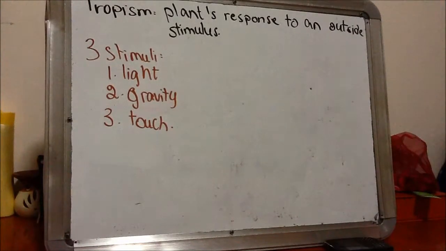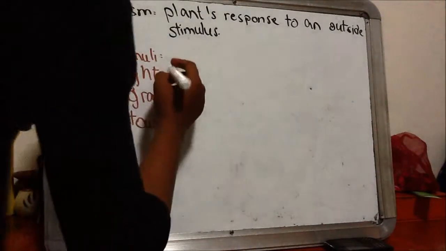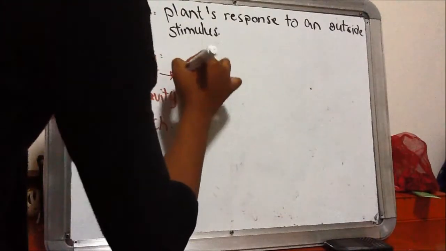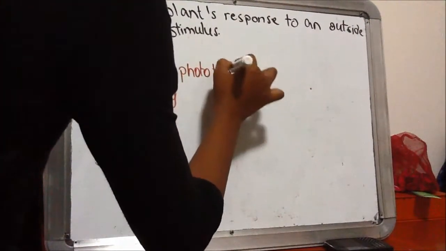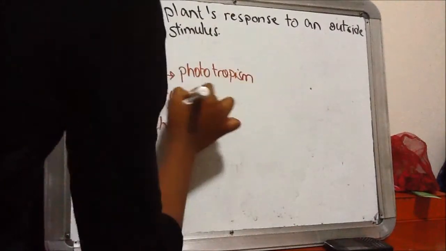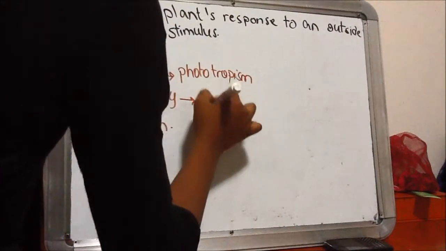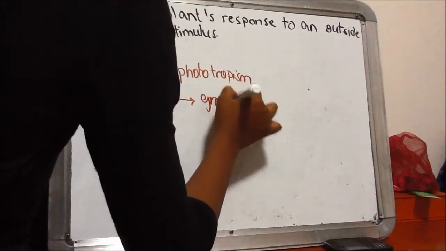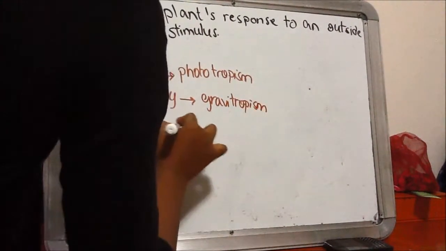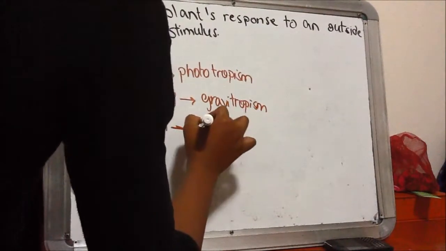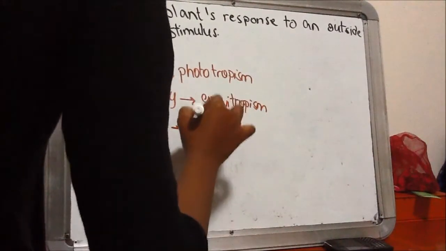Now, let's write those down. For light, it is phototropism. For gravity, it's gravitropism. And for touch, it's thigmotropism.